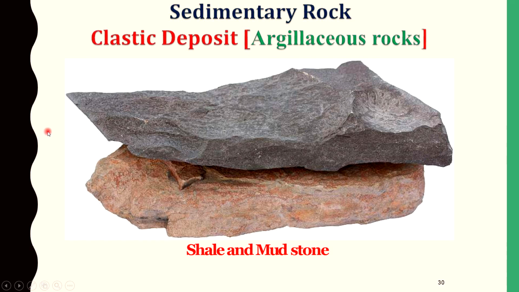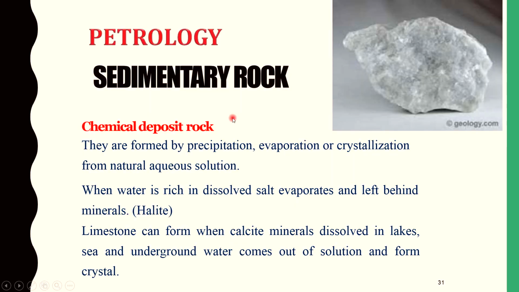Now the next type is argillaceous rocks. So now what are the argillaceous rocks? The argillaceous rocks have the smallest particle size. Okay, and the examples are shale and mudstone. So shale and mudstones are the examples of argillaceous clastic deposited rocks.